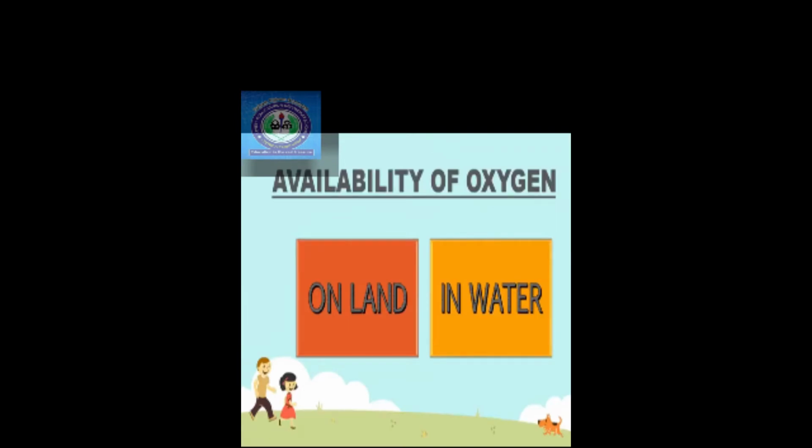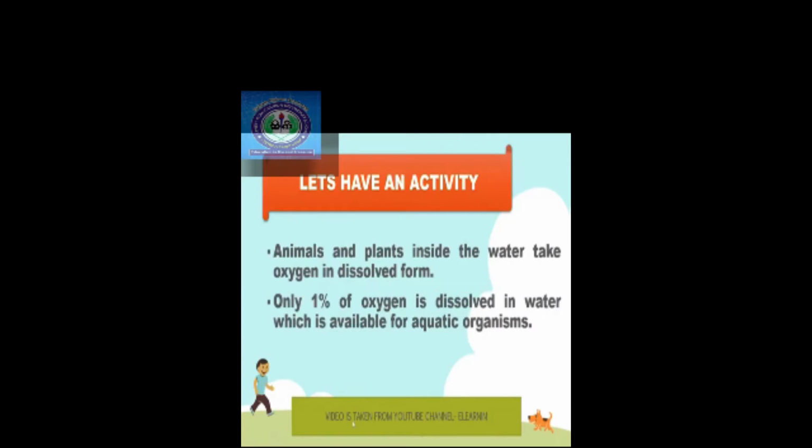Availability means where it is present and how much. How are we getting oxygen? There are two places: on land and in air, on land or in water. So we are going to see how oxygen is present inside the water through a small activity. Let me share that activity with you.